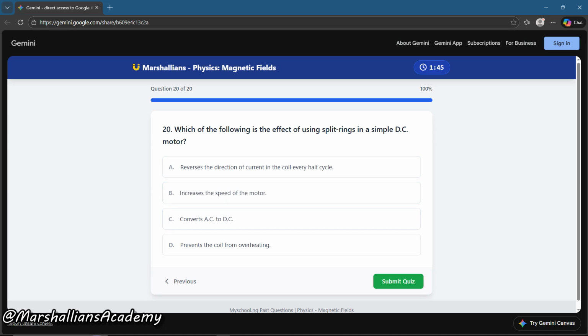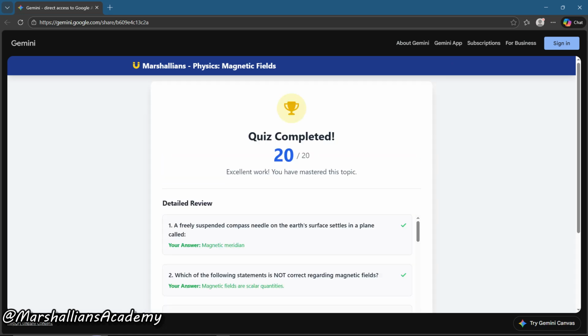So what's the best answer here? To reverse the direction of the coil every half cycle. That's the correct answer. Another answer that can be correct is to keep the torque in the system the same. Another answer is to keep the armature rotating in the same direction. But the best answer in this option is A. Let's submit the quiz. And you can see we didn't fail any question.